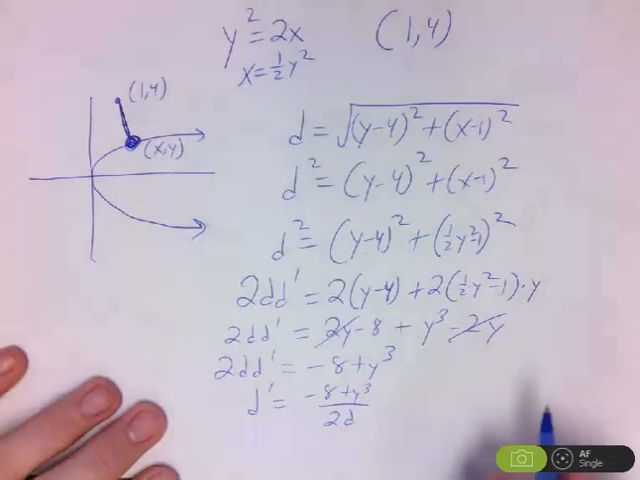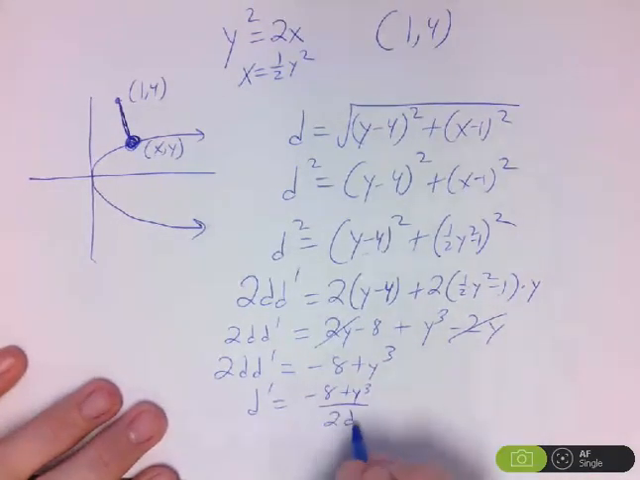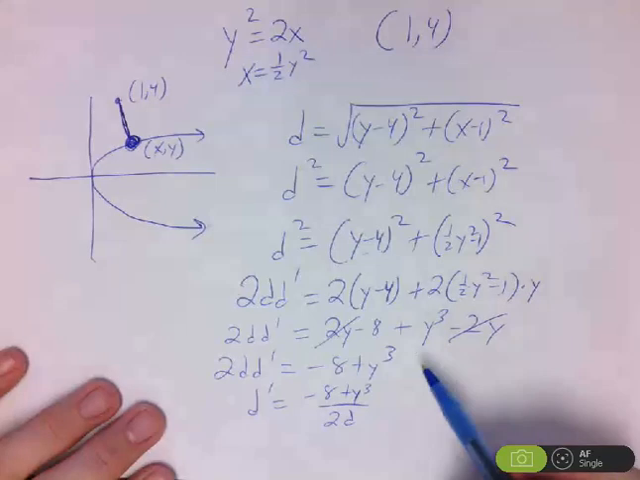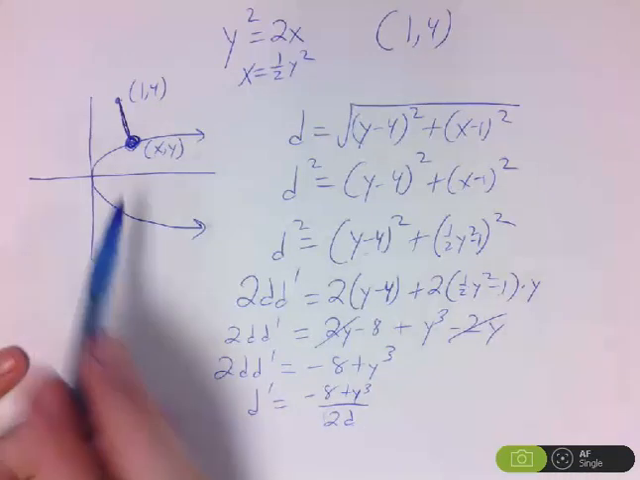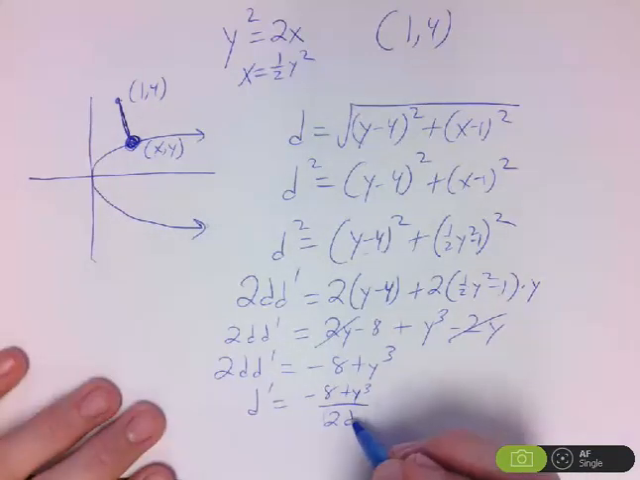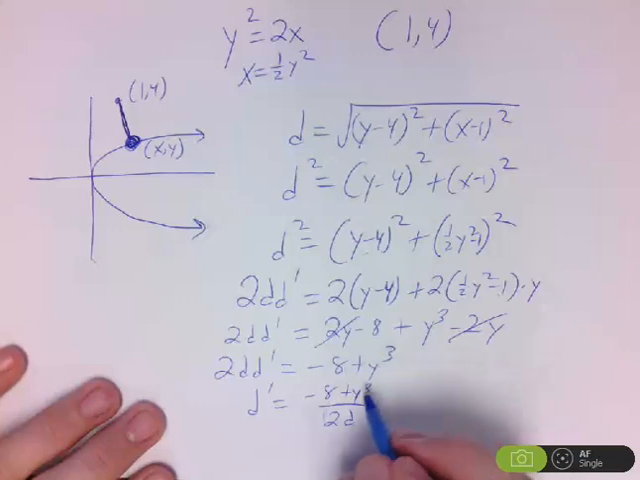Now at this point you might be saying, okay, how do I deal with this 2d? I don't really care about the 2d, to be perfectly honest. I'm looking for critical values. The only critical values occur when the derivative is 0 or undefined. The only way this is 0 or undefined is if d is 0. That doesn't help me. I don't want the distance to be 0. That doesn't really make sense in the context of the problem. So the only thing I really care about is when this numerator is 0. That's the only critical value that's going to be of any use to me.